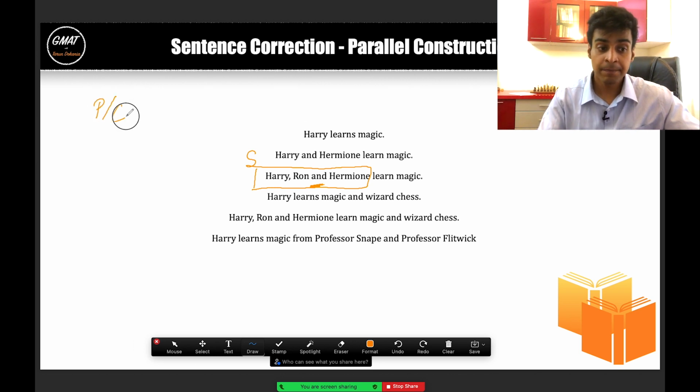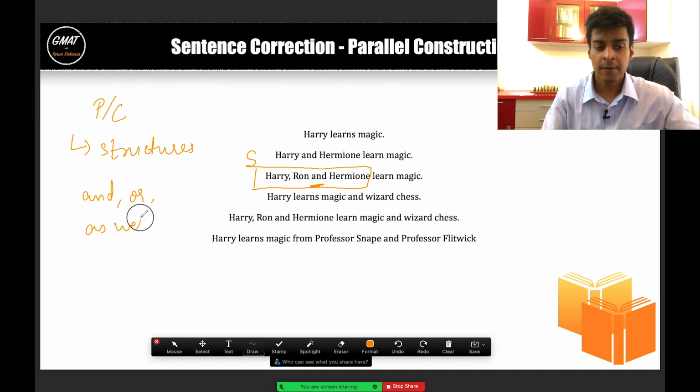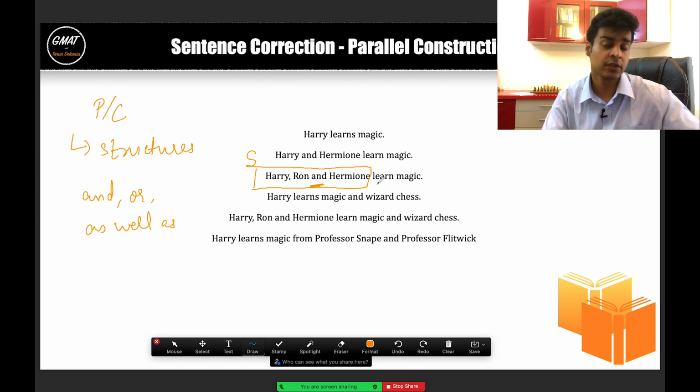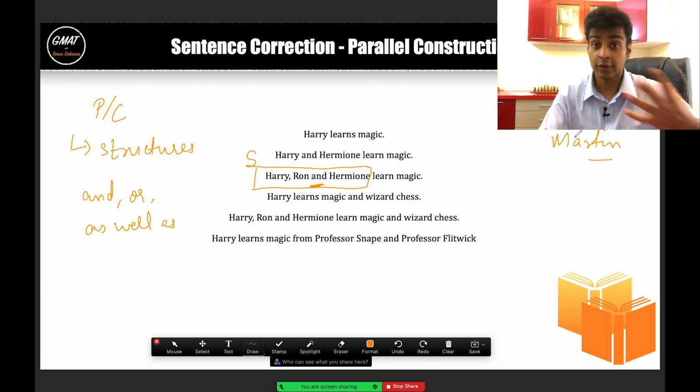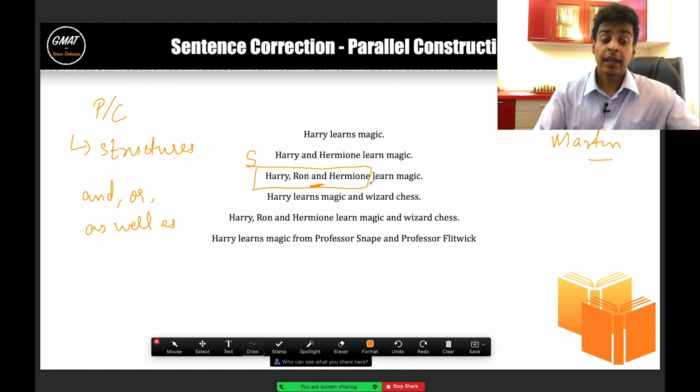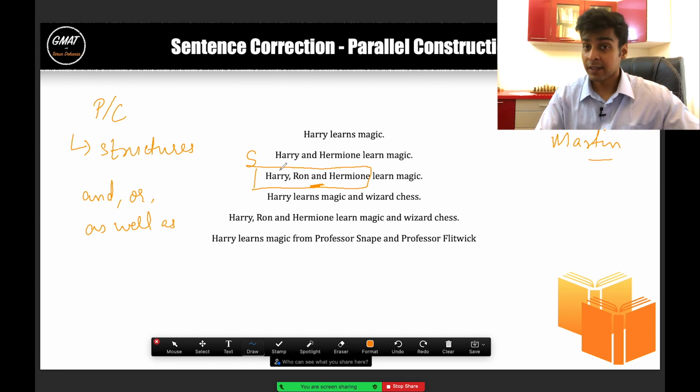So PC only comes in through certain structures. Those structures could be things like and, even things like or, as well as, and plenty others. We'll talk about all of those structures in a separate video. You can find that in any book about parallel construction as a concept as well. I highly recommend Wren and Martin. This is probably the best book on English grammar ever written, according to me, right? But again, with parallel construction, we want to make sure that we look at the entire entity as one.